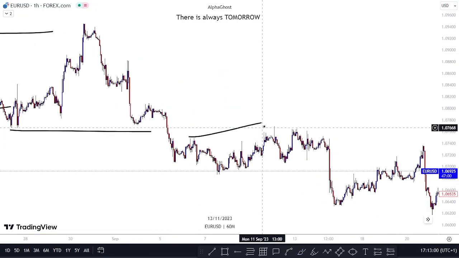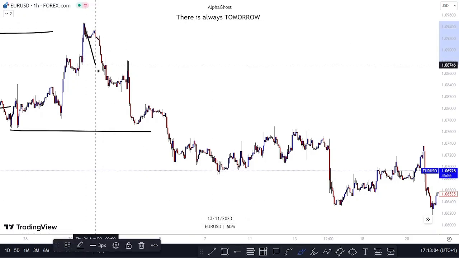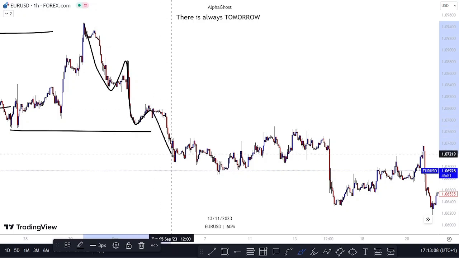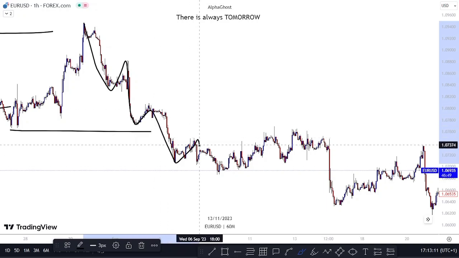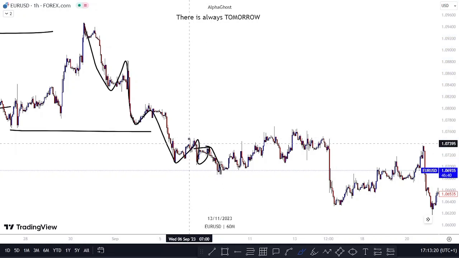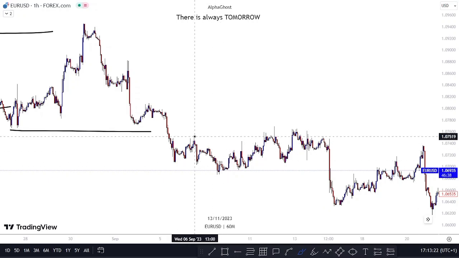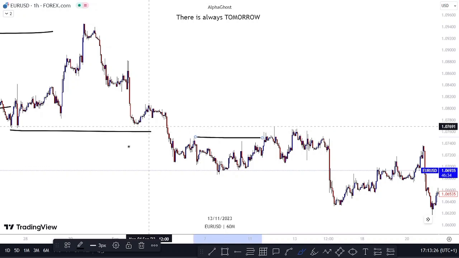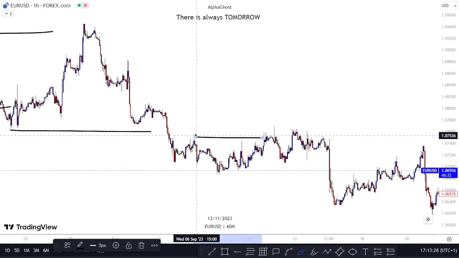Don't mind my drawing. The reason I use this as my sweep of liquidity is, look at how price is printing. Price is printing lower lows and lower highs. Now look at this, this already mitigated this. So I can't expect this to hold price and continue, because that already mitigated something.